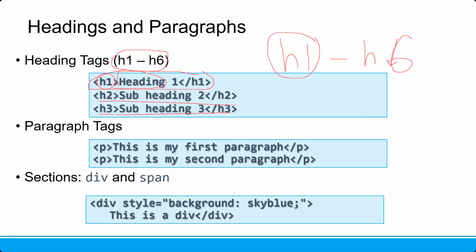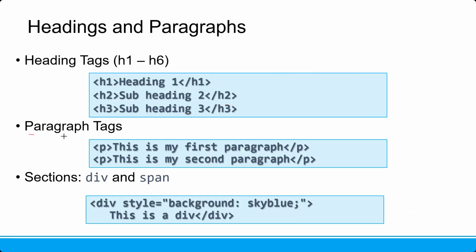It means when you show the heading 1, the text will be very big, and for H6 the text will be very small. And then we also have what we call a paragraph. Paragraph means just a common text. We will use P to indicate the paragraph.